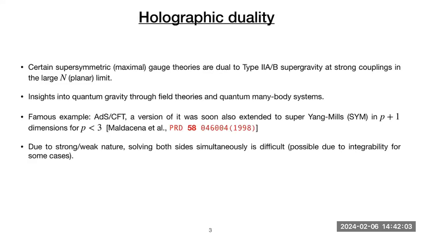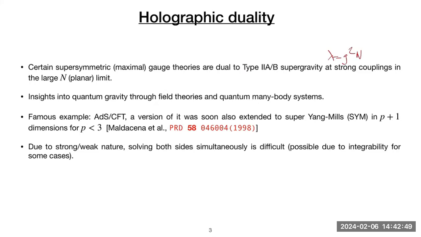Okay, so holographic duality, let me make it more precise now. It relates certain supersymmetric gauge theories, which are maximal. By maximal, I just mean that they have the maximum amount of supersymmetry consistent with the helicity. And certain supersymmetric gauge theories are dual to type 2A and 2B supergravity at large couplings, for example, at large value of the 't Hooft coupling lambda, which is g squared N. And you take lambda fixed but large, and you take N to infinity, and that is the large N planar limit. And in that limit, you can describe these supersymmetric gauge theories in terms of a gravitational theory.